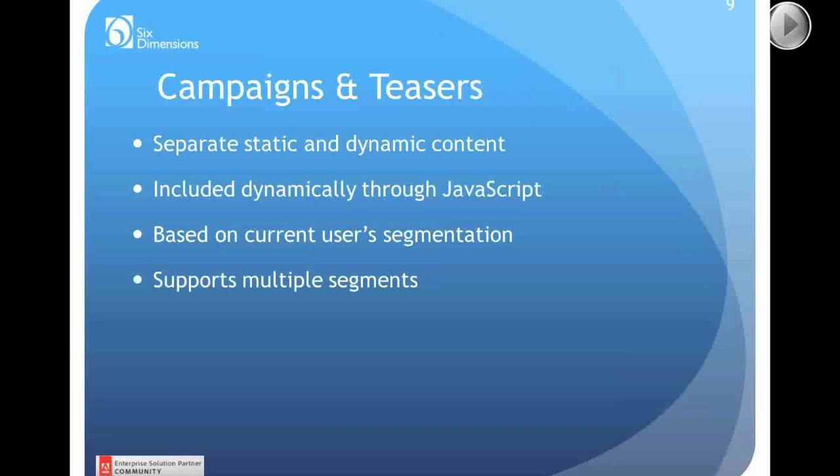The content is included dynamically through JavaScript, and it's based on the user's segmentation. So it'd say, okay, well, this particular piece of content is for users that match these different things that are all available through JavaScript. And you can support multiple segments, mixing and matching, all sorts of rules. So this can be really powerful, especially if we're talking about a marketing style website, to display really dynamic looking content so that everybody's got a personalized experience.